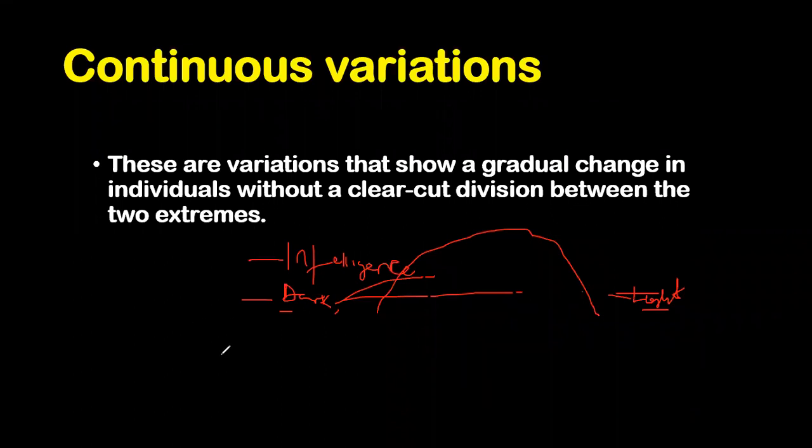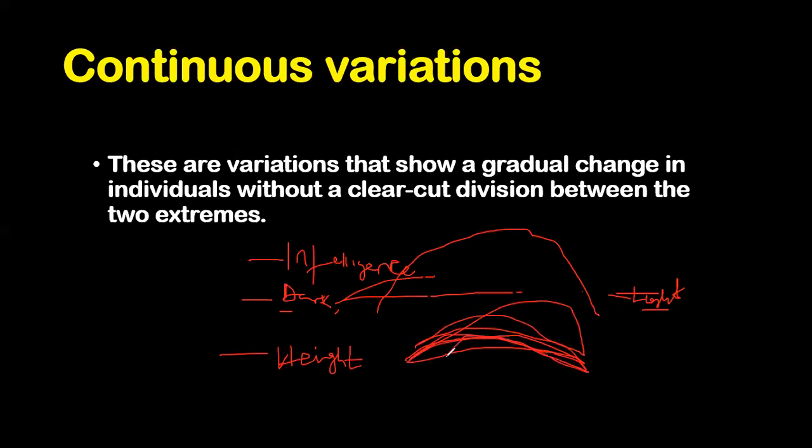Think of height. We have people who are too tall, and people who are too short. But to find somebody who is too tall, it is rare. And to find somebody who is too short, it is also rare. The majority of us are around the intermediate.